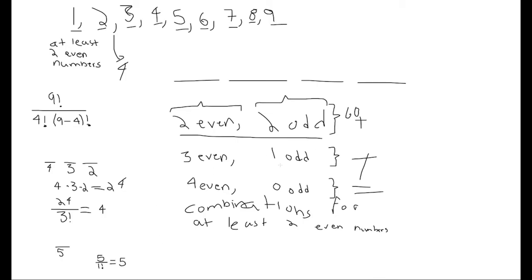So the number of combinations for this is going to equal 5 times 4, right? The number of combinations here and the number of combinations here multiplied, and it will equal 20. So there are going to be 20 different ways to take out 3 even numbers and 1 odd number.